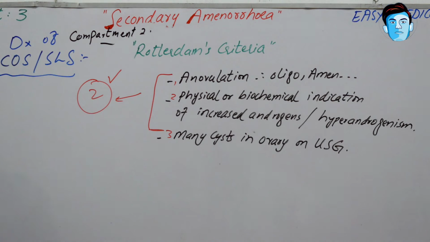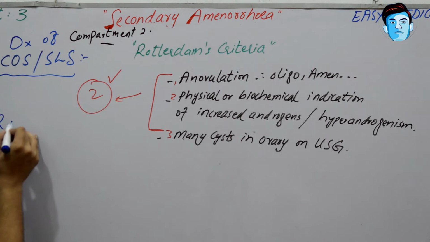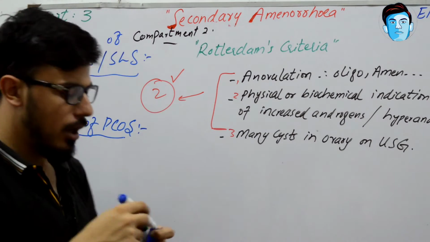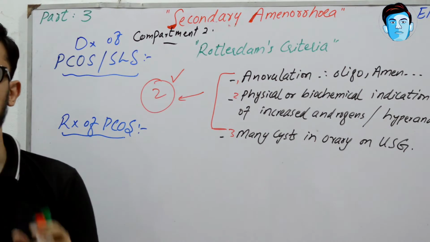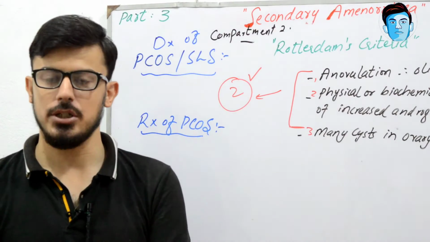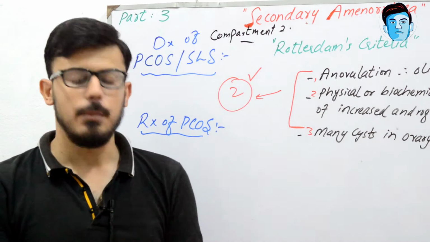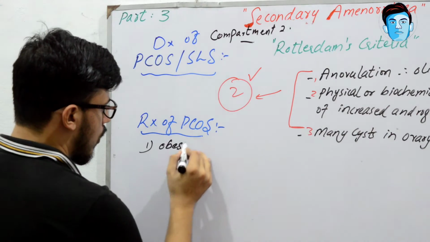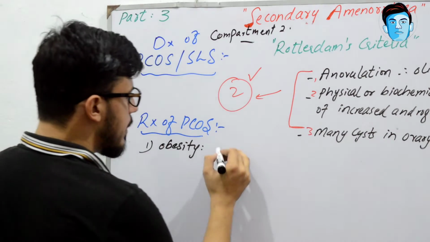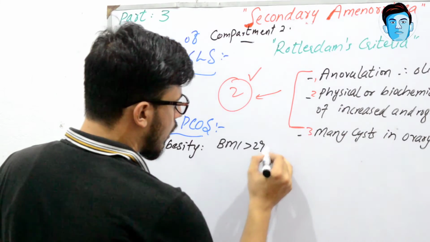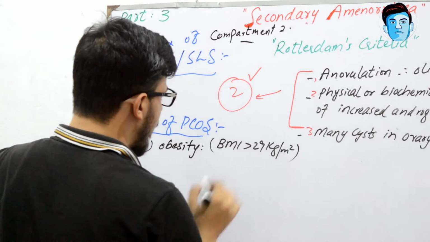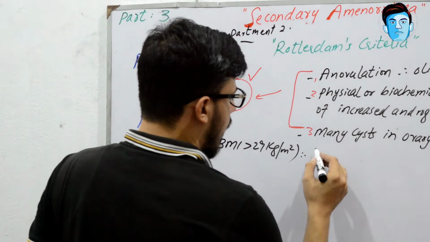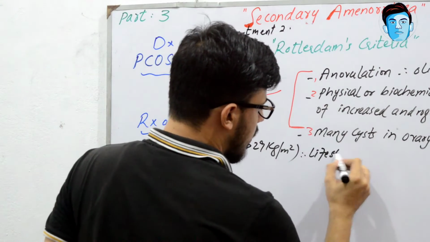Now let's treat the patient with PCOS. So what are the treatment options for PCOS? The treatment option depends upon the problem with which the patient presents to you. Let's suppose a patient came to you with a complaint of obesity. What is obesity? Obesity means having a BMI of more than 29 kilogram per meter square. In that condition you have to treat the patient by lifestyle modifications.